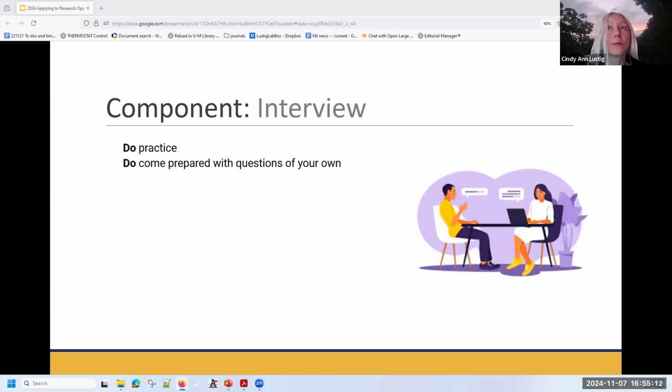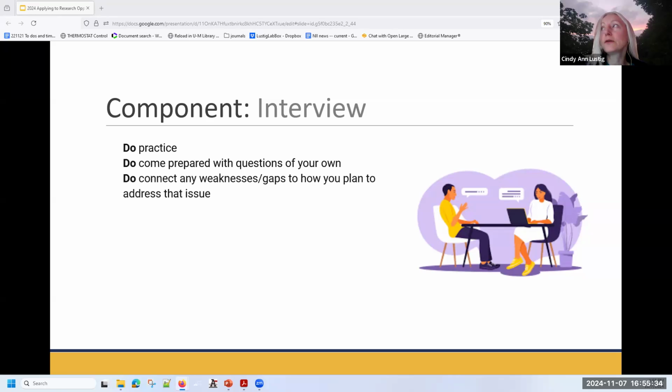So prep ahead of time a couple of questions that you may have about the research that's going on in the lab. Ask some questions about the mentorship. Ask some questions about, hey, are there opportunities for journal clubs? Can I go to lab meeting? Do things to show your interest in the research and also your commitment to the lab.